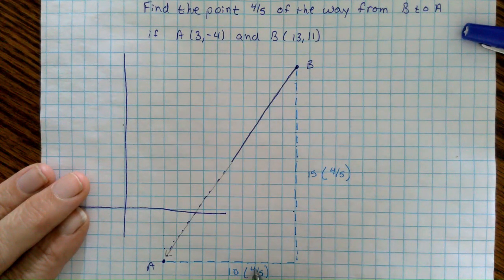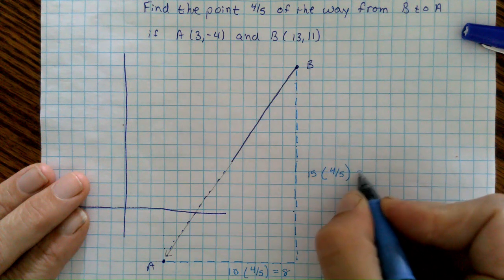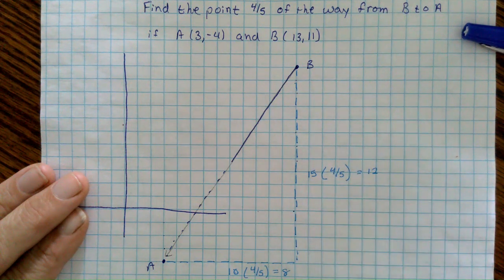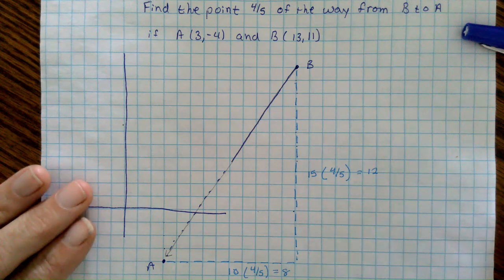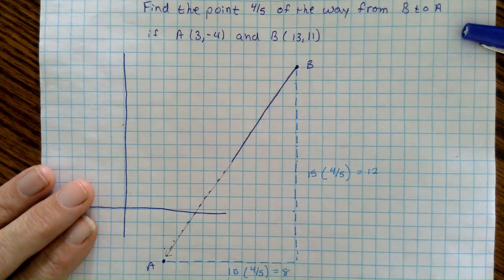So 10 times 4 is 40, divided by 5 is 8. 15 times 4 is 60, divided by 5 is 12. Okay, so starting at B, I want to go 12 squares on the vertical and 8 squares on the horizontal.